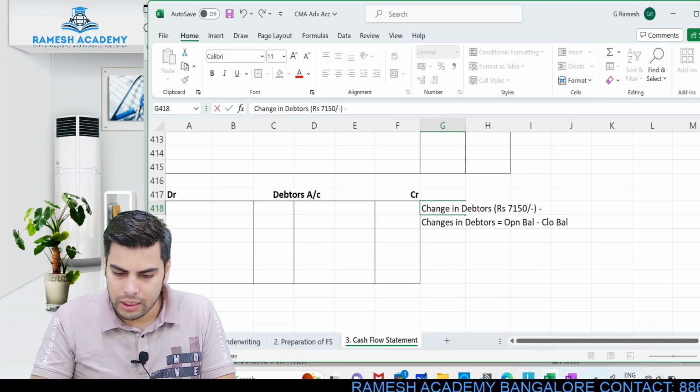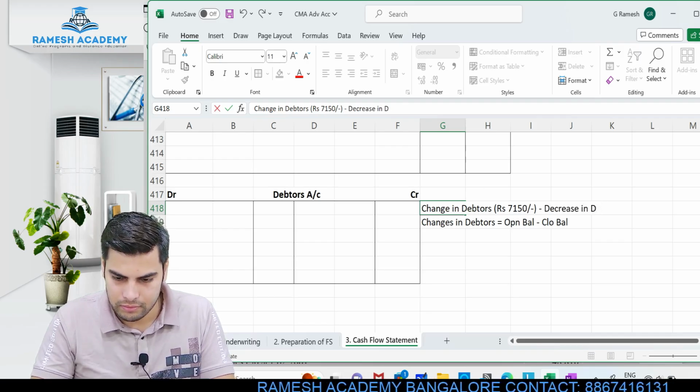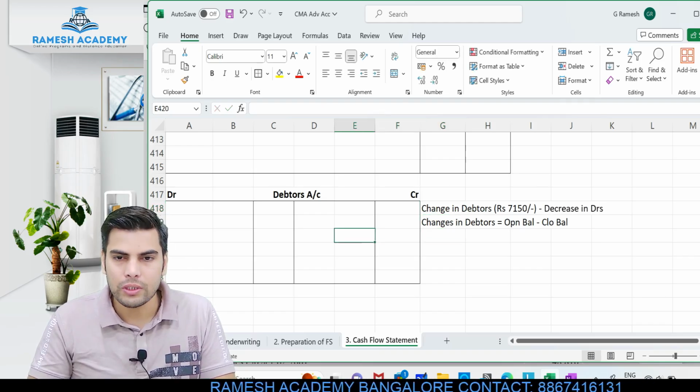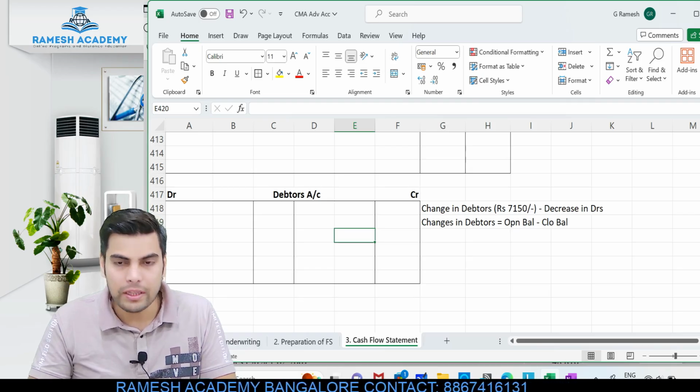Okay, so when they tell us the change in debtors is negative, it means there is a decrease in debtors. Hope you guys understood this. So here there is a decrease to the extent of how much? To the extent of 7,150.